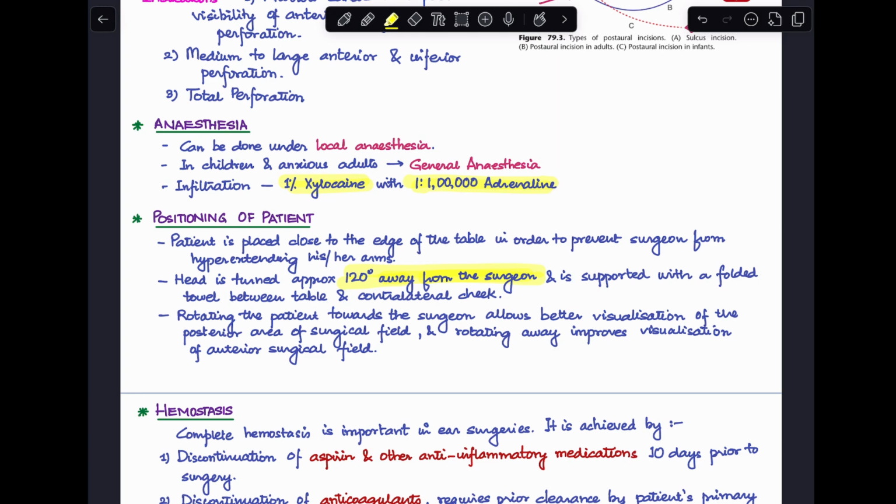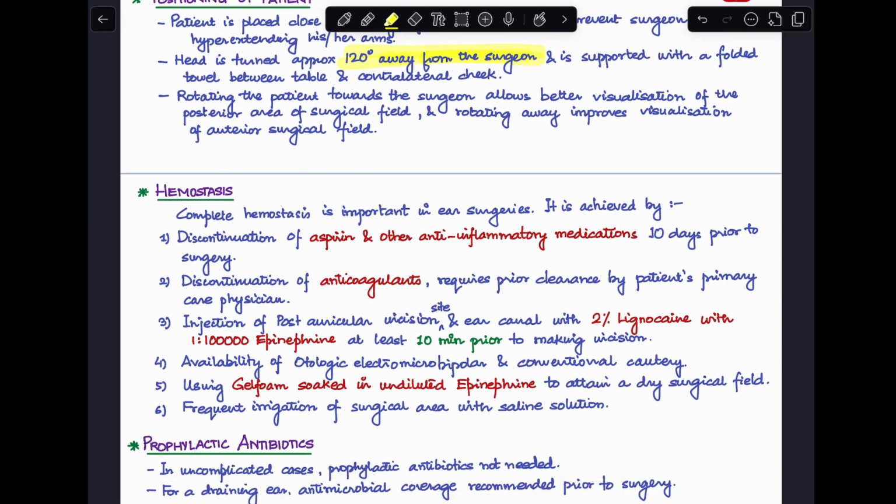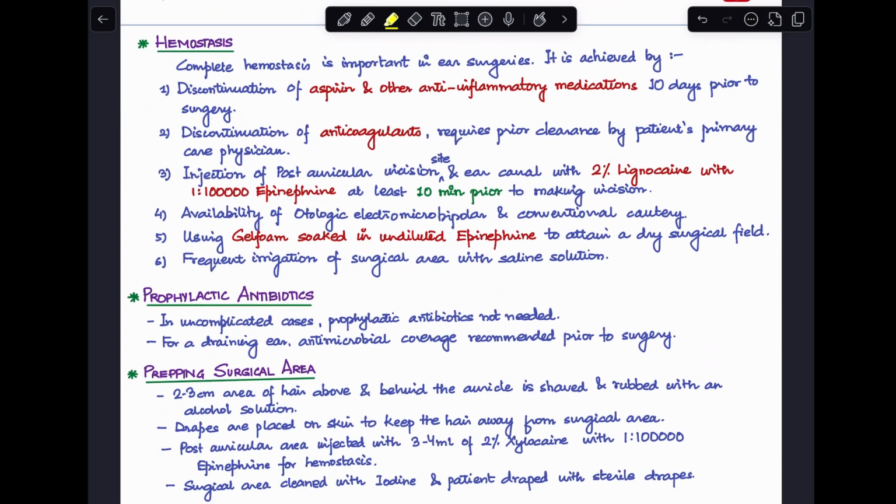So now that we have positioned the patient, there are a few things we need to know about hemostasis. Hemostasis is very important to attain in any otological surgery, and there are certain things that you need to follow for it. First of all, you need to discontinue aspirin and any other anti-inflammatory medications 10 days prior to surgery. Second, discontinuation of anticoagulants if the patient is a heart disease patient or a stroke patient. You have to discontinue their anticoagulants after prior clearance from their primary care physician.